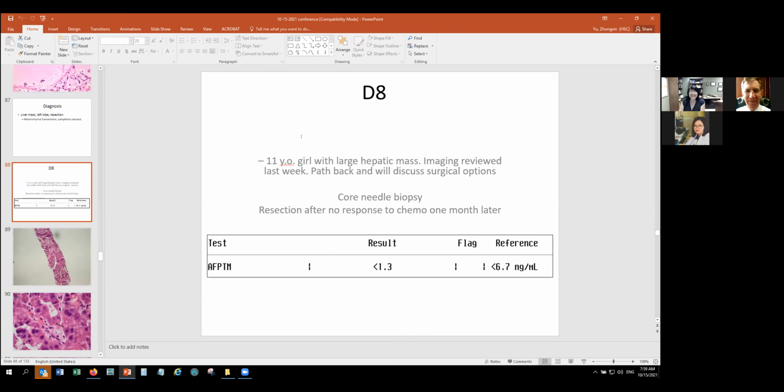Okay. So case 8 is an 11-year-old girl with a liver mass. We first did a core biopsy, made a diagnosis, then we did a resection. At the time of diagnosis, the AFP is low. So it's very important for us to check the AFP level. You have a liver with a big mass. If AFP is high, you would consider hepatoblastoma or hepatocellular carcinoma. But when you have a low AFP, you would wonder what it is, sarcoma or something. So D8.